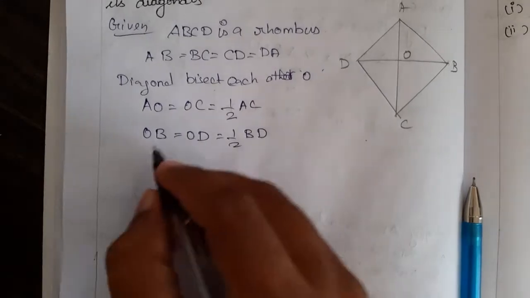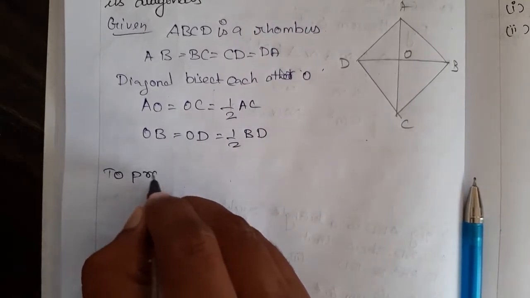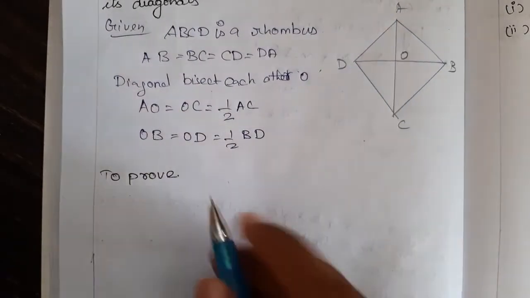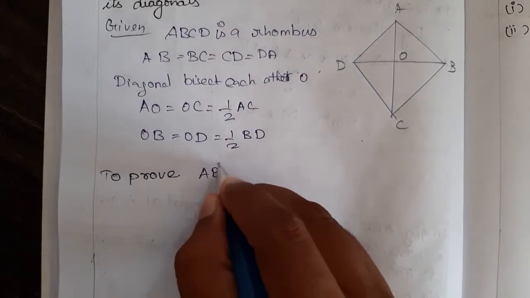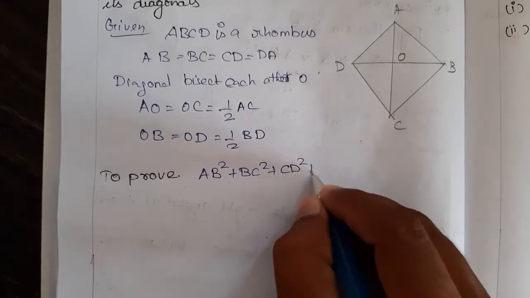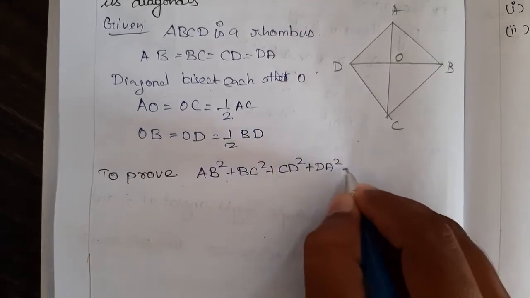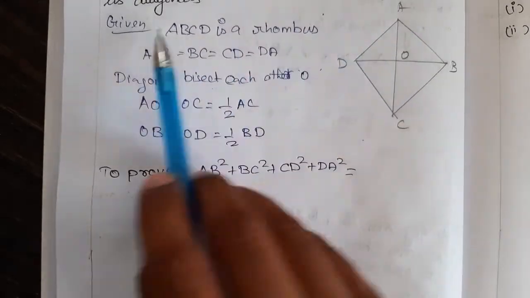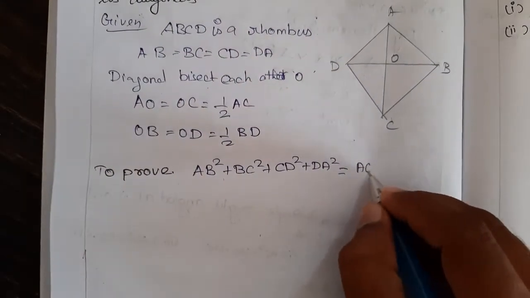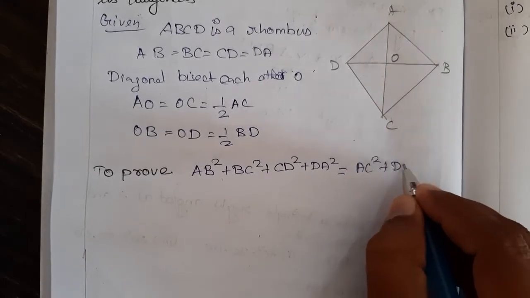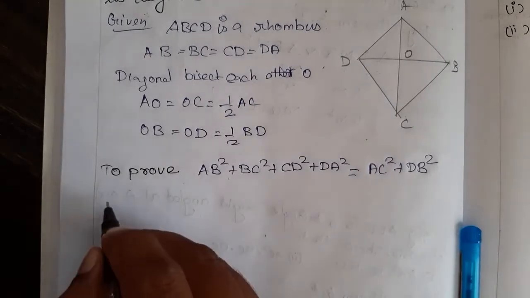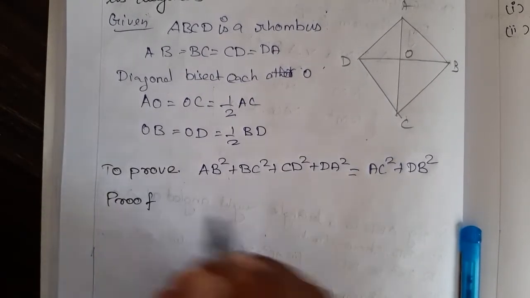The thing we have to prove is the sum of the squares of the sides. So there are four sides. Sum of squares of the sides means AB square plus BC square plus CD square plus DA square is equal to the sum of the squares of its diagonals. That's two diagonals: AC square plus DB square. This is what we have to prove. So let me go for the proof.